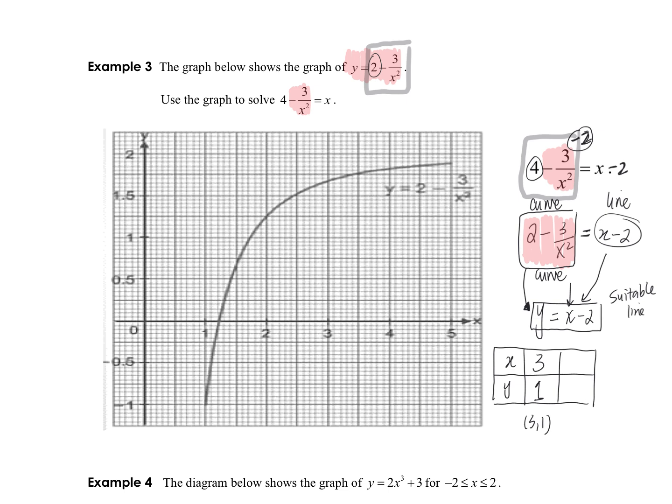Four can? Or 0? 0 is easy. Put in 0 here. 0 minus 2 is negative 2. So plot these 2 points out. So 3, 1 is here.